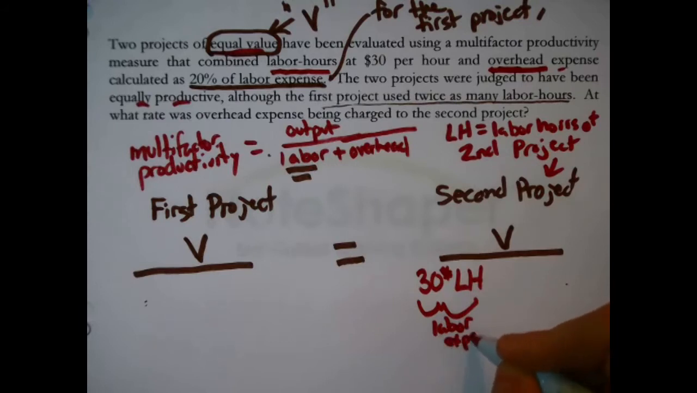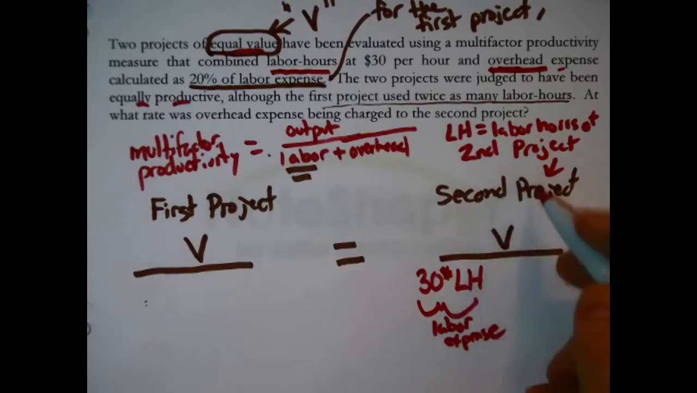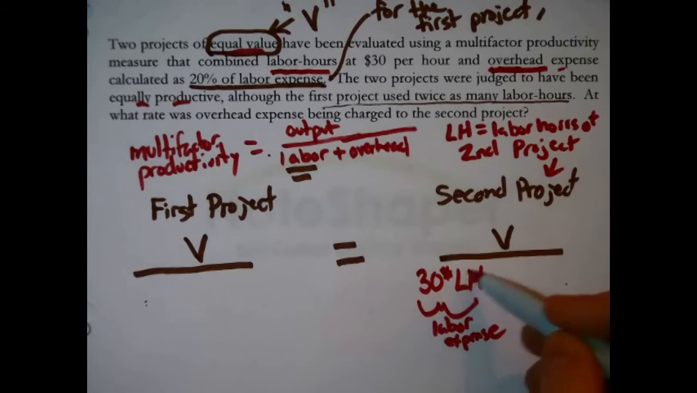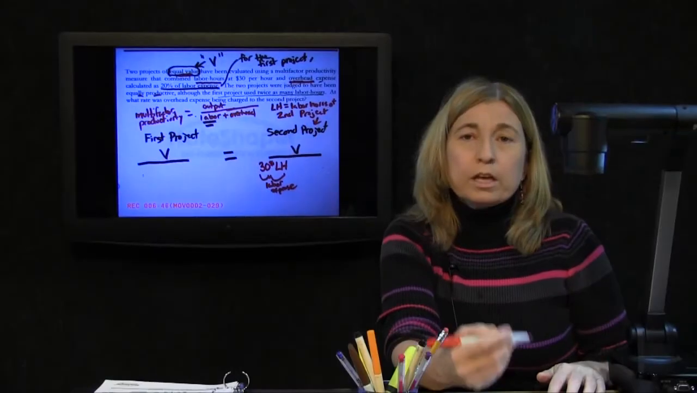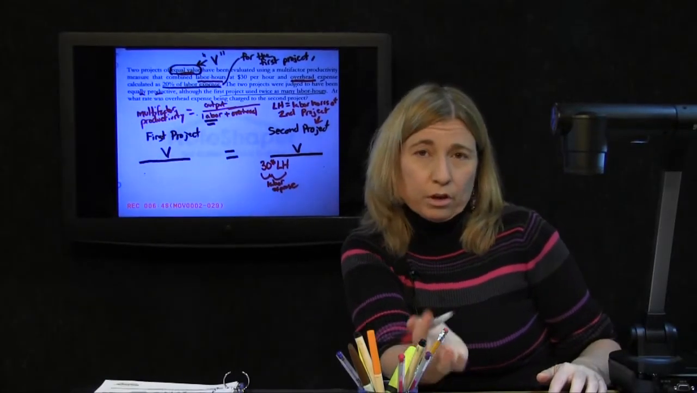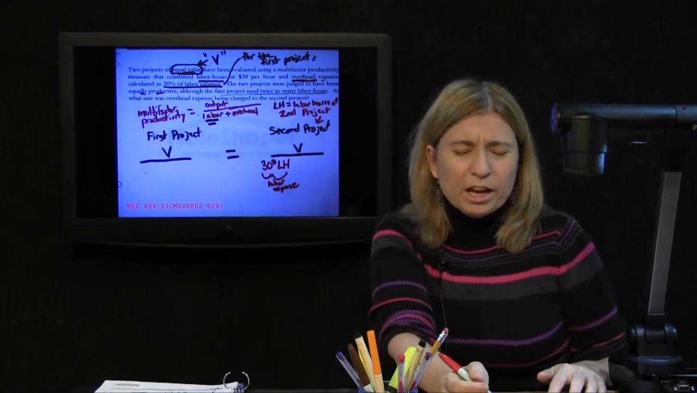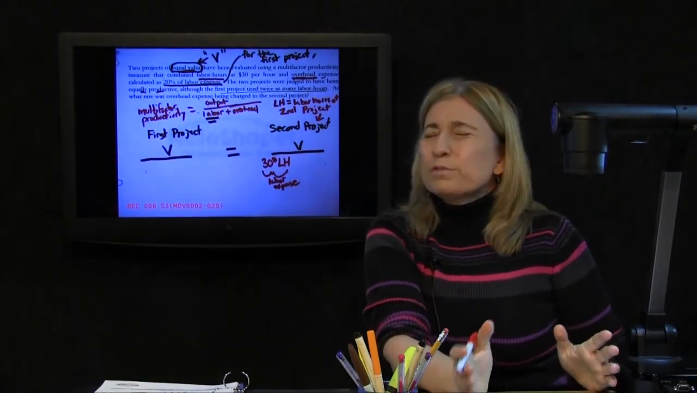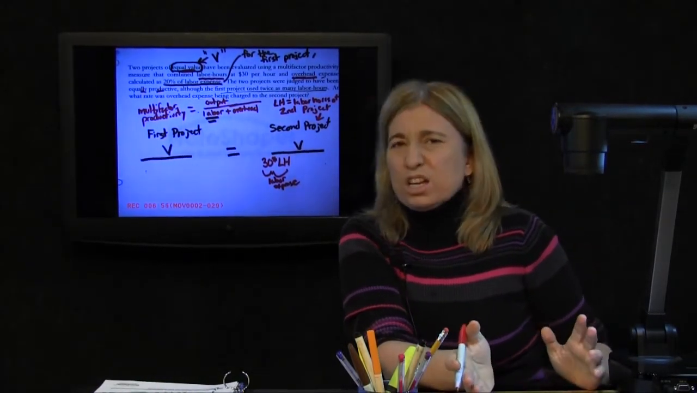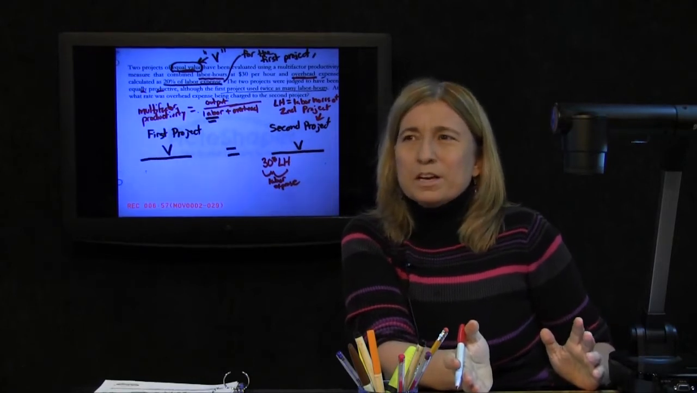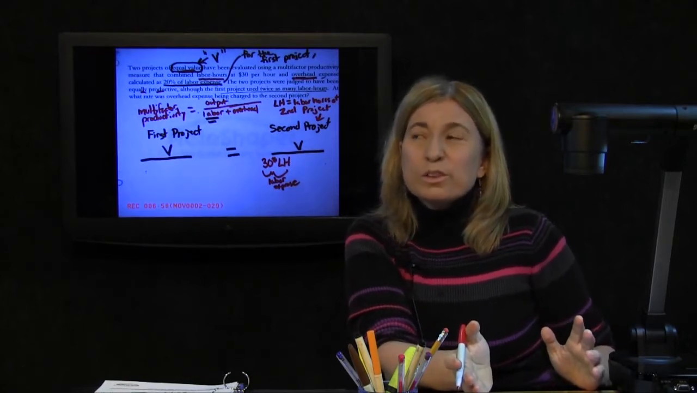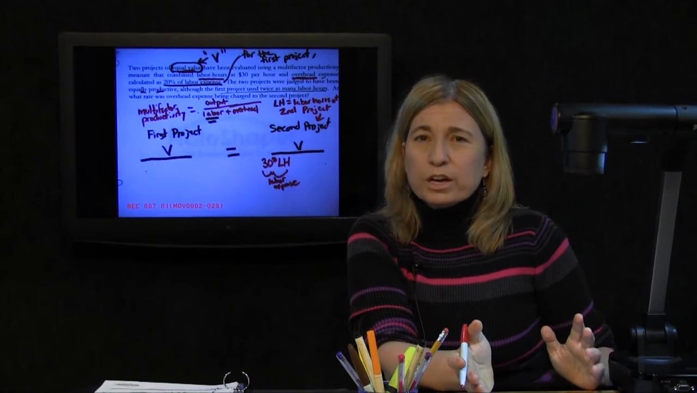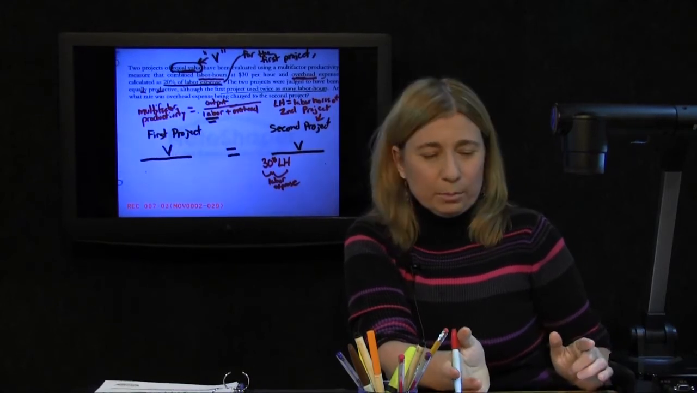If you were actually calculating this ratio for the second project, you would do that computation, find out what that number was, and multiply it by 30, and that would be the total expense of labor for that particular project. Now, why did I choose a symbol for the number of labor hours for the second project? Because I was told that the first project used twice that number.